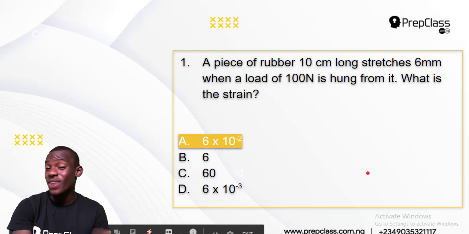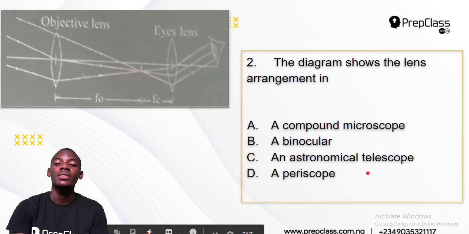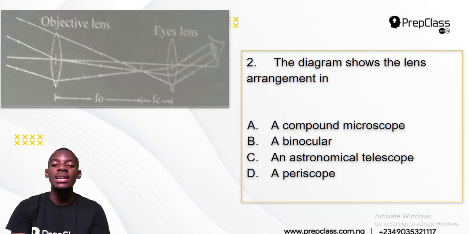Now that is number 1, very easy, right? Let's check out number 2 now. The diagram shows the lens arrangement in what? Is this a compound microscope, or a binocular, or an astronomical telescope, or a periscope?